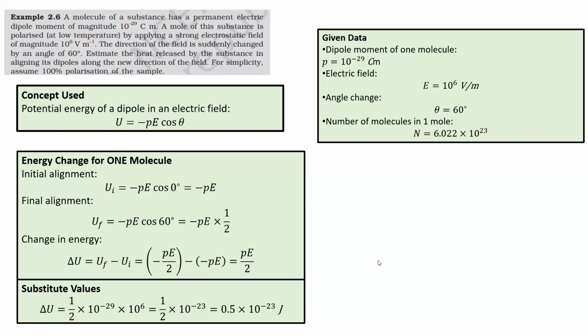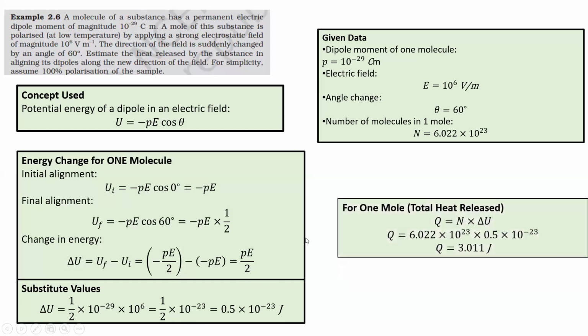How much for 1 mole? So, we'll go for 1 mole now. Total heat released equal to, this is for 1 molecule, so heat released for 1 molecule multiplied by the number of molecules. How many molecules? 6.022 into 10 to the power 23 into 0.5 into 10 to the power minus 23. If you simplify, you are getting nearly 3 joules of energy. 3 joules of energy is released for 1 mole of polarization.